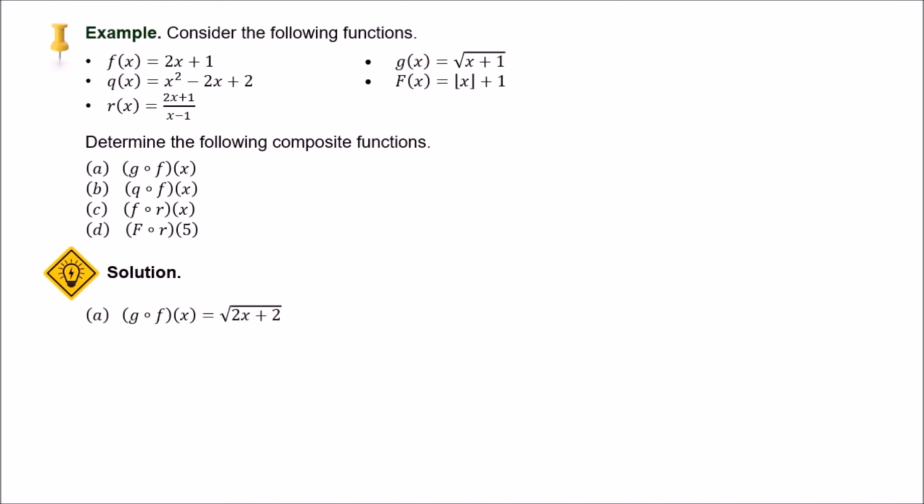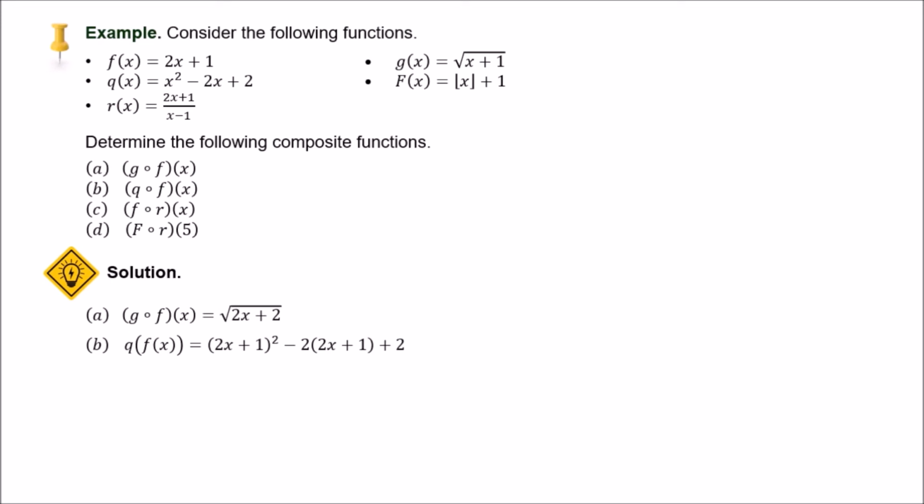Next is letter B, q of f of x. As before, we write down first our first function q of x. Next is that we replace all x in q of x by the expression for f of x, which is 2x plus 1.